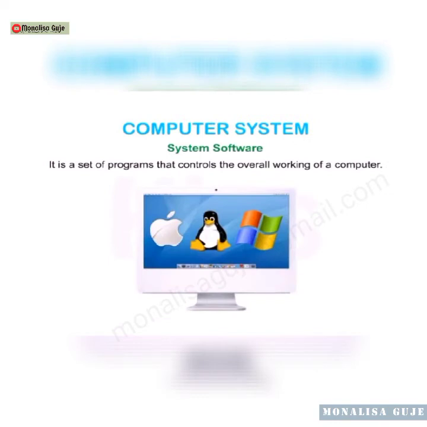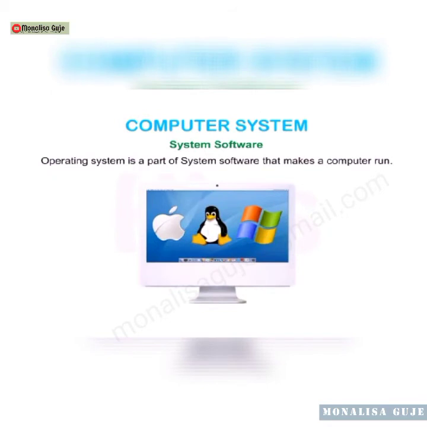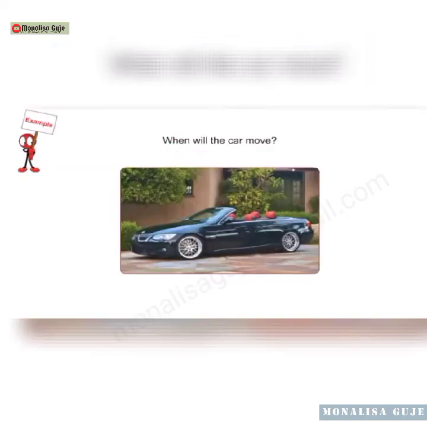System software, it is a set of programs that controls the overall working of the computer. Computer is a system and the overall working is seen by the system software. Then we have the other one which is called application software. Let us know something about system software.